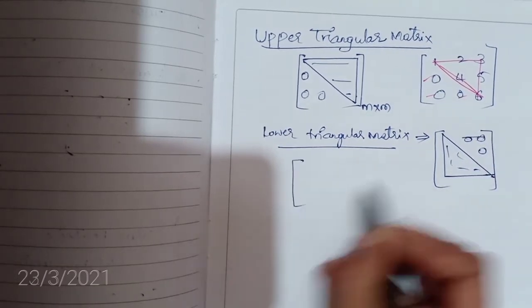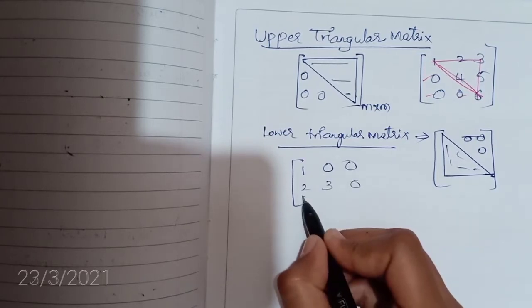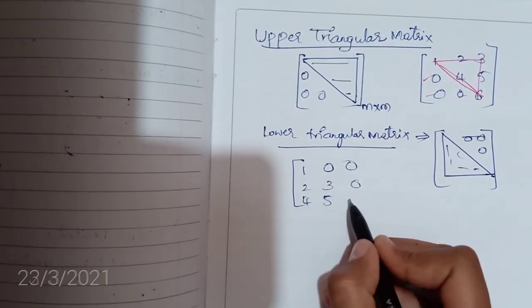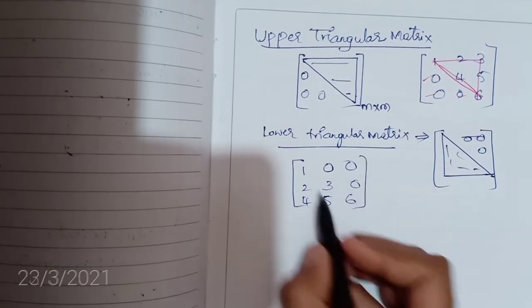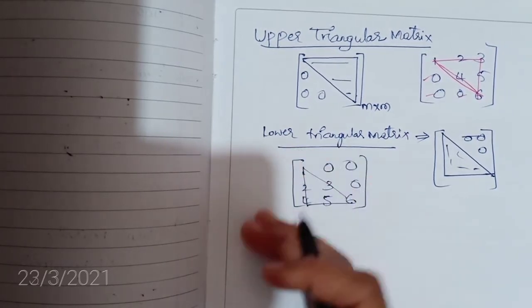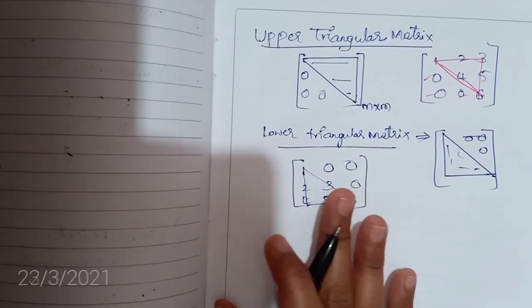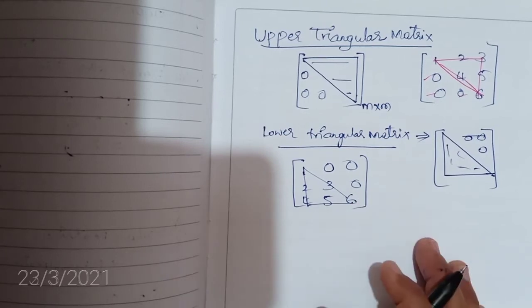Okay, so let me take the same example. 1 0 0, 2 3 0, 4 5 6. Okay, so see, this is forming a triangle. In the sense, the elements below the diagonal elements are non-zero and above are 0. That is known as lower triangular.